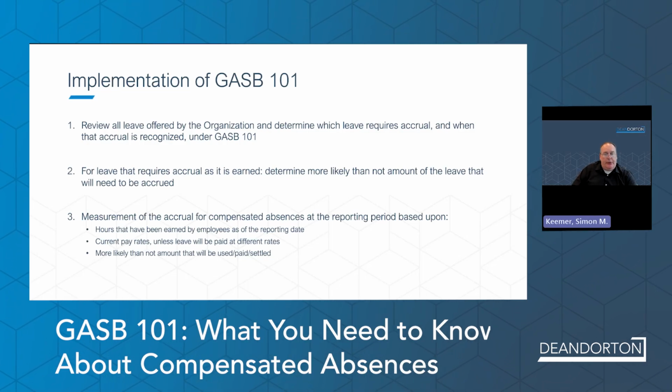Once we've done that, we move into step 3, and step 3 becomes kind of a mechanical process of measuring the accrual for compensated absences at the reporting period end, and that's basically going to be the hours that have been earned by employees as of the reporting date, multiply that by their current pay rates, unless different pay rates will be used, but generally you're going to be using current pay rates, and then multiplying that by the more likely than not amount that will be used, paid, or settled, and that will then calculate the accrual that's going to be in the financial statements.